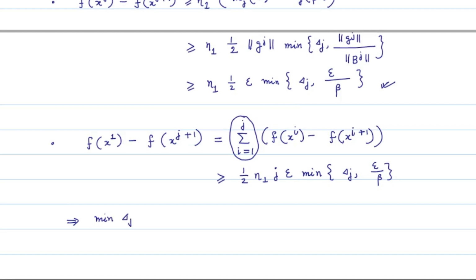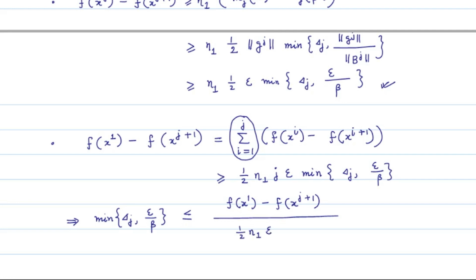minimum of delta j and epsilon by beta is less than or equal to f(x1) minus f(x_{j plus 1}) divided by half eta 1 epsilon times j.